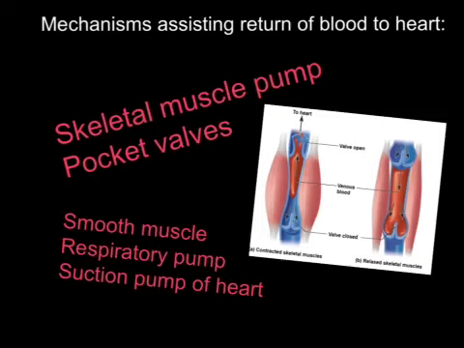The respiratory pump, which is the action of the lungs contracting in the thorax and therefore doing the same sort of a job as the muscles in the legs. So the blood in and around the chest area is getting squeezed back to the heart, which is obviously quite close anyway. And lastly, the suction pump of the heart. As the blood gets back towards the heart, it has a suction pump which just sucks it in that last couple of seconds.